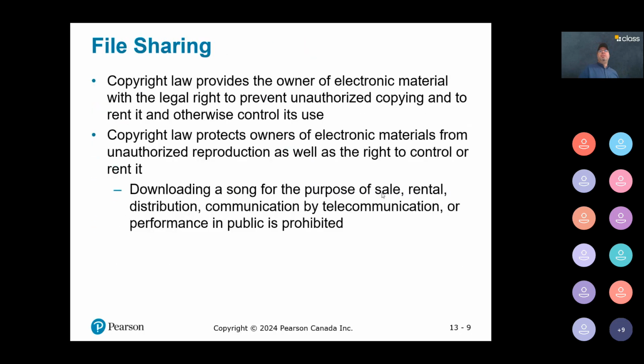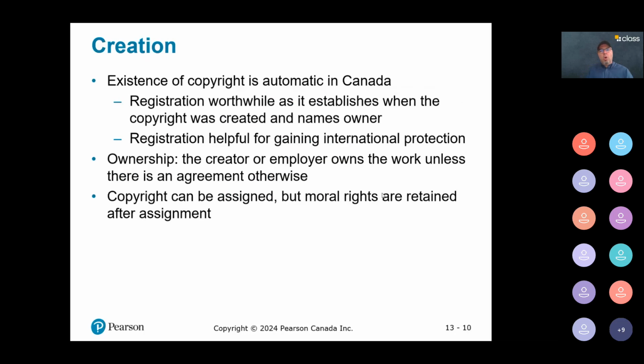Now, do you need to register? No. Do you need to apply for? No. Copyright protection is automatic. Now, if I take a picture now, it's automatically protected. If by the time I finish recording this lecture, it is protected. So there's no registration required, no application, no formal requirements. It's automatic.